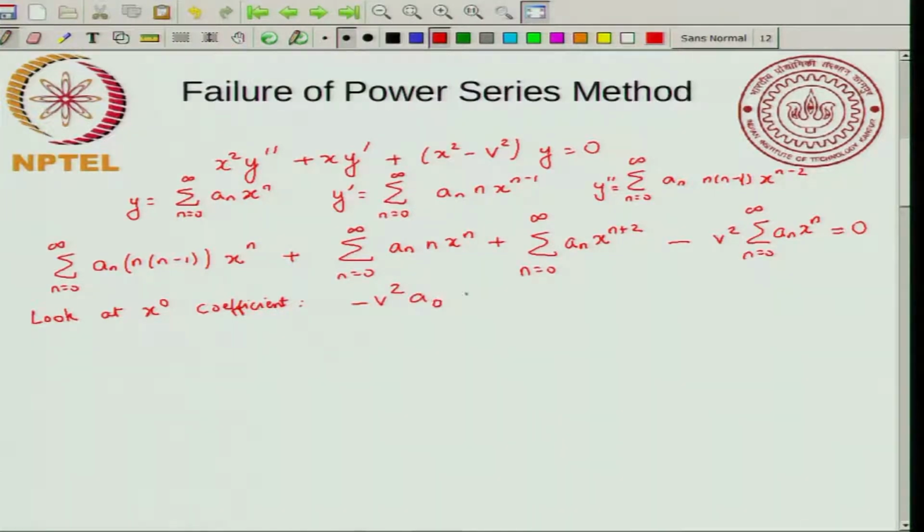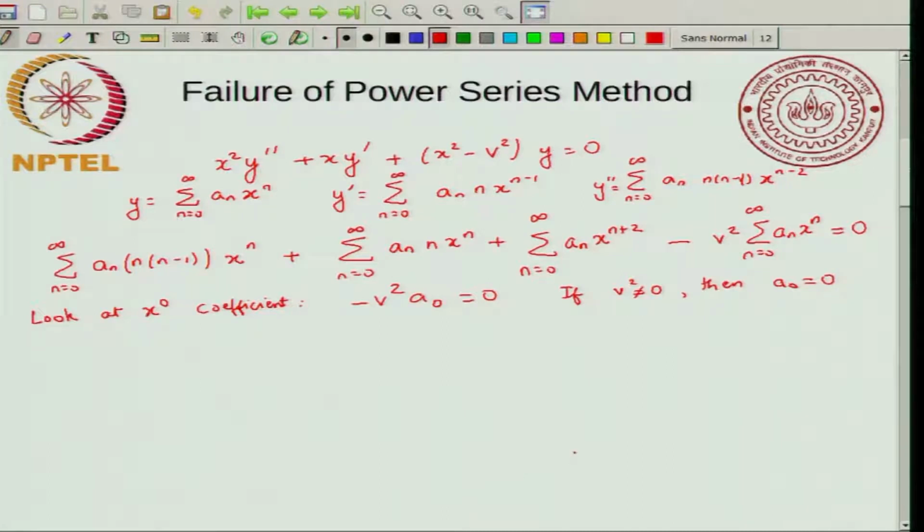In the fourth term, you have minus v square a 0 equal to 0, and in general if v square is not equal to 0, then a 0 equal to 0. Even if v square equal to 0, then you do not get any equation for a 0. That is the point. This equation does not give any coefficient of x raised to 0, but if v square is not equal to 0, then you get a 0 equal to 0.